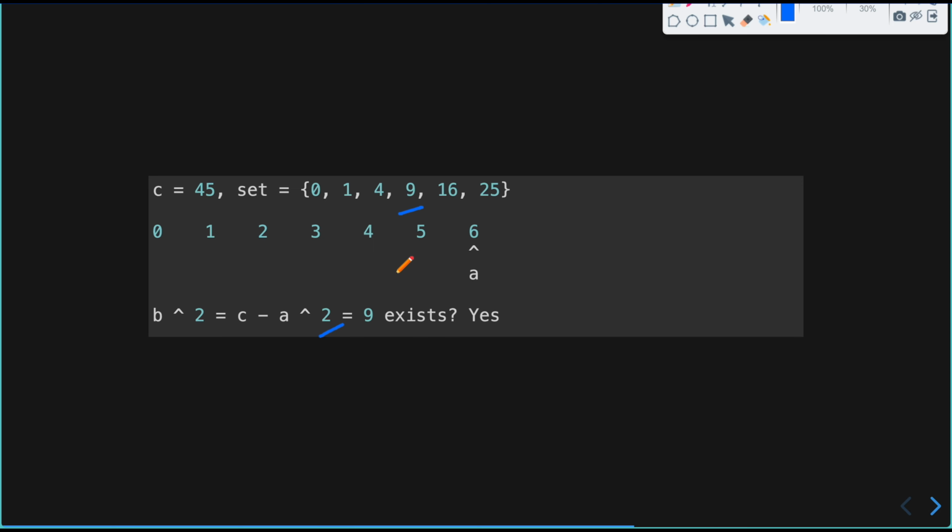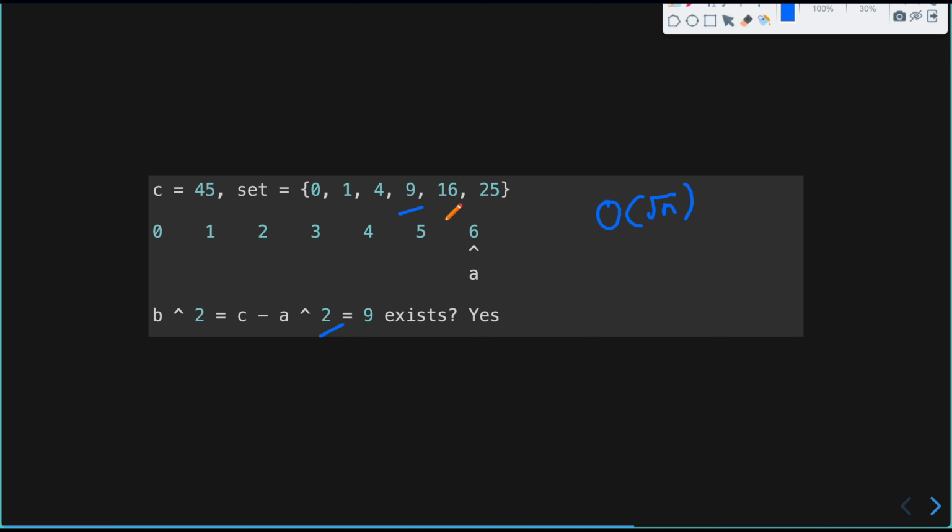In terms of time complexity, it will be O of square root of n or square root of c because we are looping from 0 to the square root of that number. In terms of space complexity also, it will be O of square root of n, right? Because we are continuously adding square of all the numbers to the set. That will again take O of square root of n.